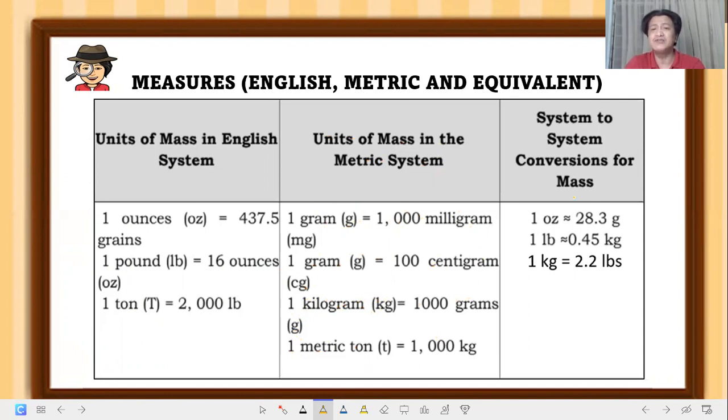We also have the system-to-system conversion of mass. So ito naman, from metric going to English or vice versa. We have the 1 ounce is equal to 28.3 grams. 1 pound is equal to 0.45 kilograms. And 1 kilogram is equal to 2.2 pounds. Yan ngayon ang kailangan natin para makapag-convert tayo ng unit of mass, or that's a weight.